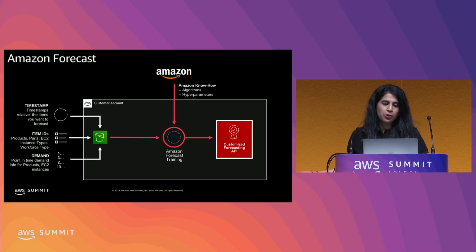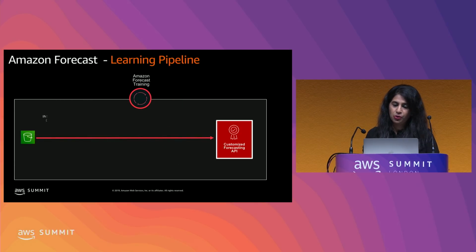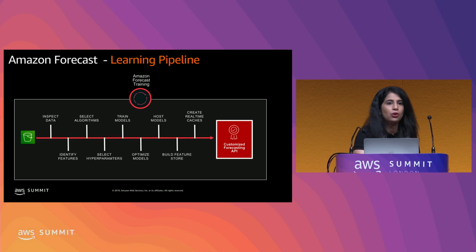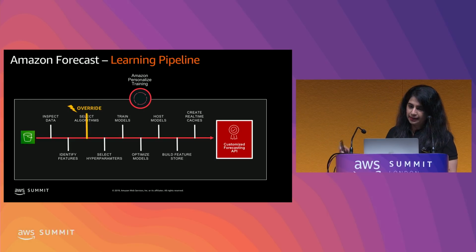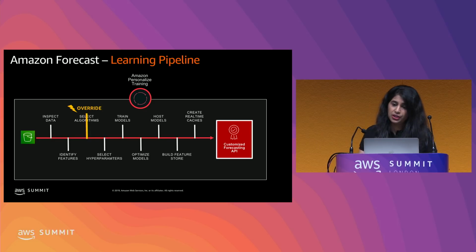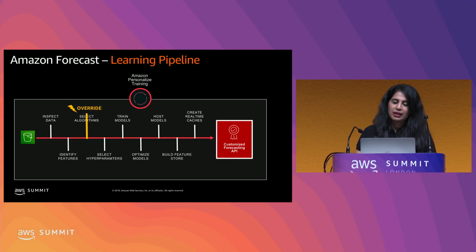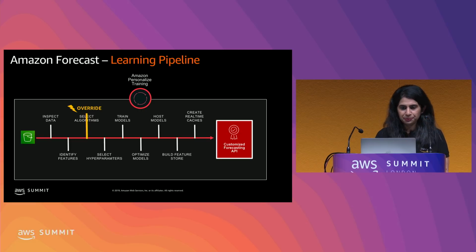This is as before that we saw for Personalize. The only difference being the output it produces is a customized forecasting API for your consumption instead. Again, with the black box, we do a lot of fun stuff, from choosing the algorithm to training the hyperparameters, training the model, and hosting it. But you can also totally customize this by overriding the algorithm and hyperparameters and also containerizing it. And the output, like I said, is a customized forecasting API, which is ready for your consumption.